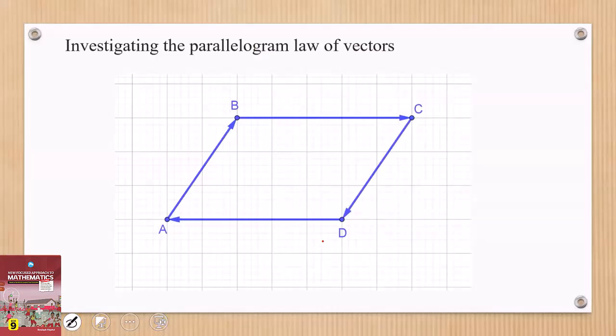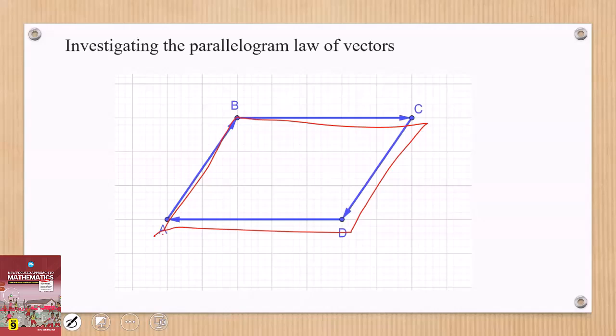Now, based on what we did previously, we saw that if we add all vectors and we come back to the original place of where we started, then the sum of all the vectors should be equal to 0. So what it means is that AB plus BC plus CD plus DA, everything should sum up to 0. That is one key thing about parallelogram law of vectors.